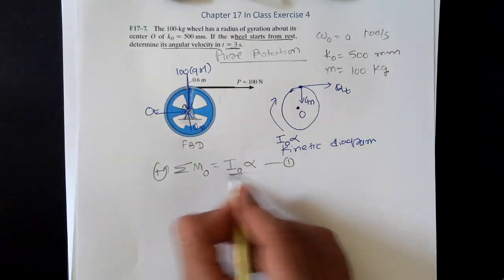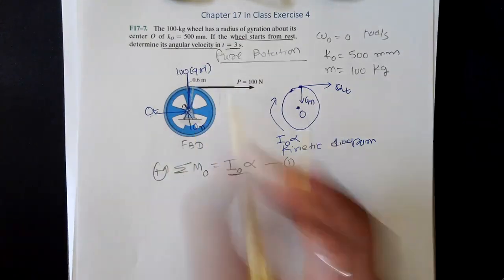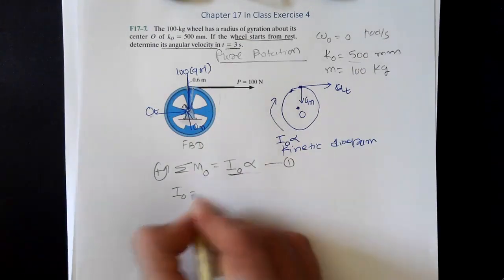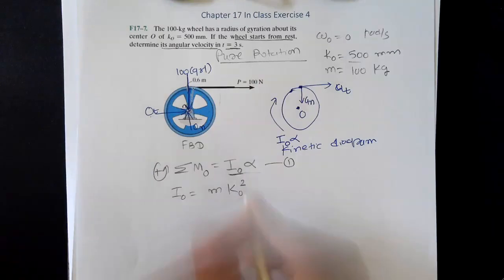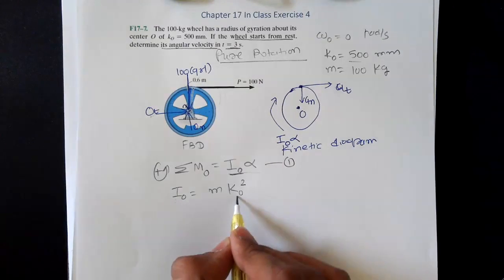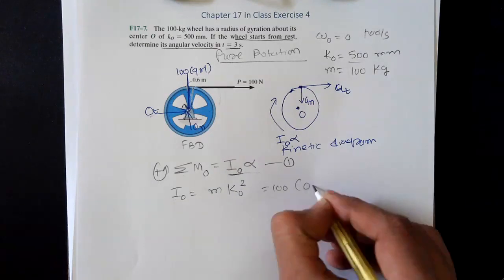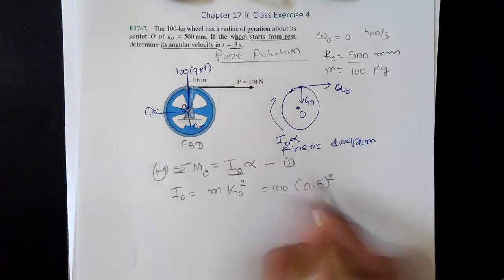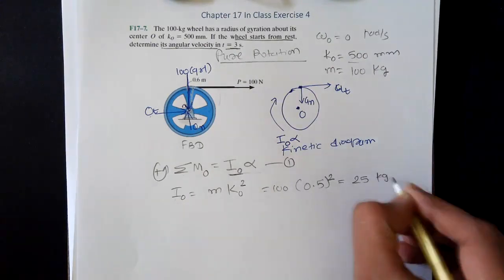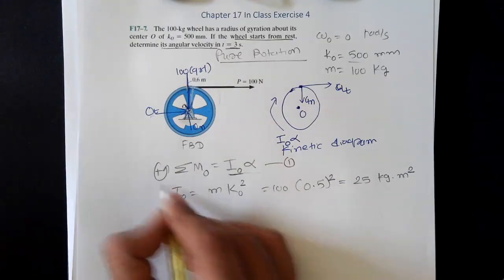Now, do we know the value of I_O, the mass moment of inertia about O? We do not, but we know the radius of gyration, so we can calculate it. I_O is equal to m k_O squared. This is the equation for mass moment of inertia from radius of gyration. Substituting m equal to 100 and k equal to 0.5 squared, because 500 is in millimeters, this number is 25 kilogram meter squared. Now we can substitute that in equation 1.